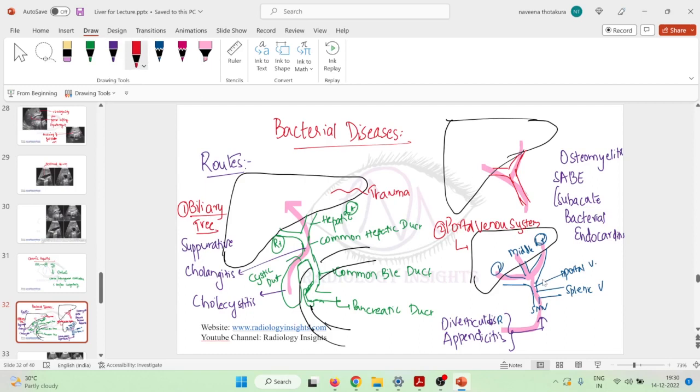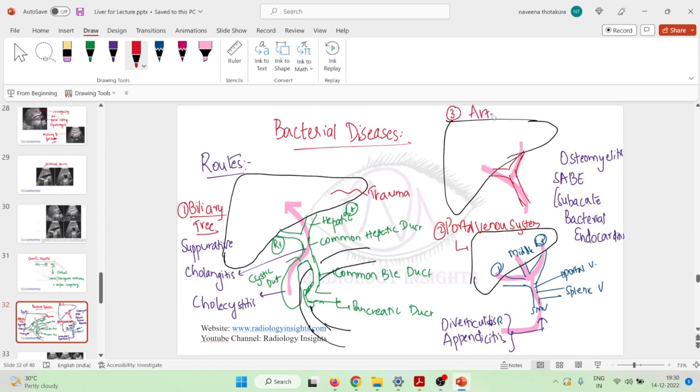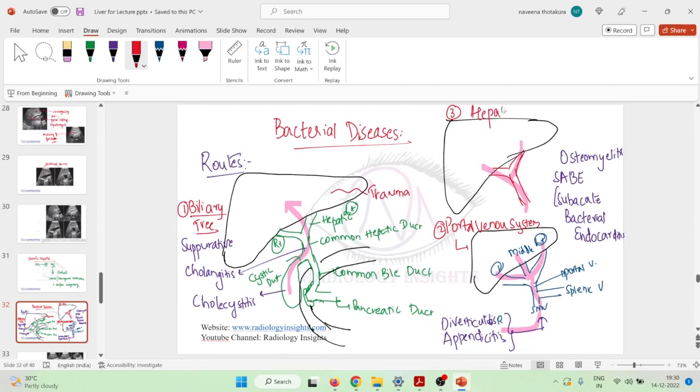From there, through the portal vein and then to the right and left portal veins, the infection can enter the liver. Third, the infection might enter the liver through the arterial system, that is through the hepatic artery, when the patient suffers from osteomyelitis or subacute bacterial endocarditis. The last type is through trauma. So these are the different routes for bacterial diseases to enter the liver.